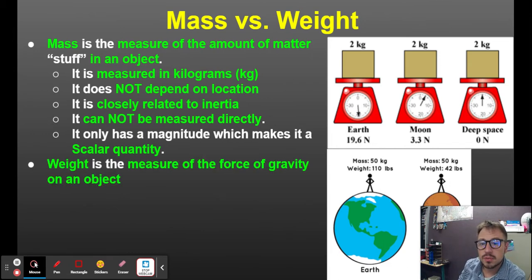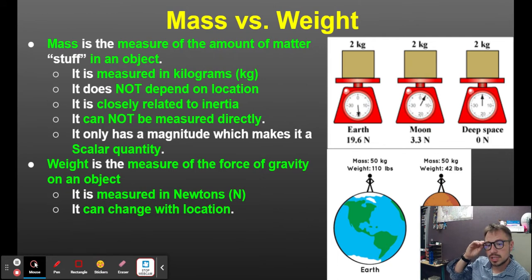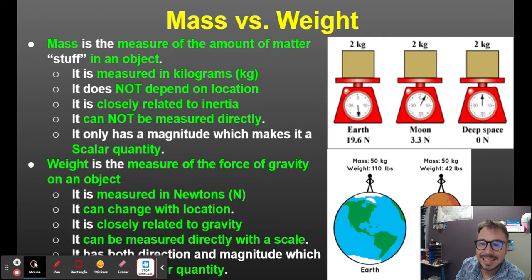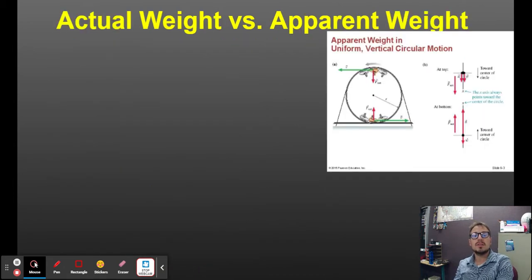Now, weight is the measure of the force of gravity on an object. It's measured in newtons. It can change with location. It's closely related to gravity. It can be measured directly with a scale, and it is a vector quantity. It does have a direction.